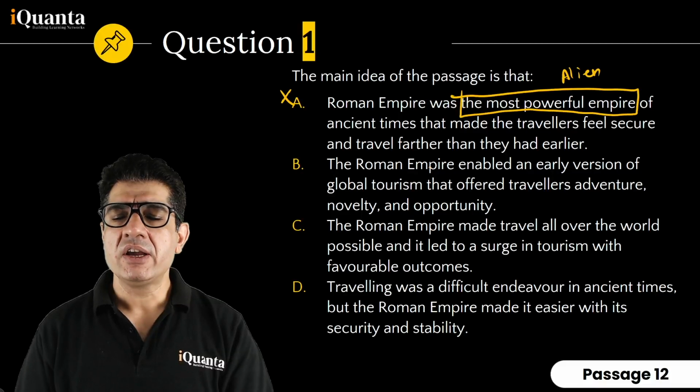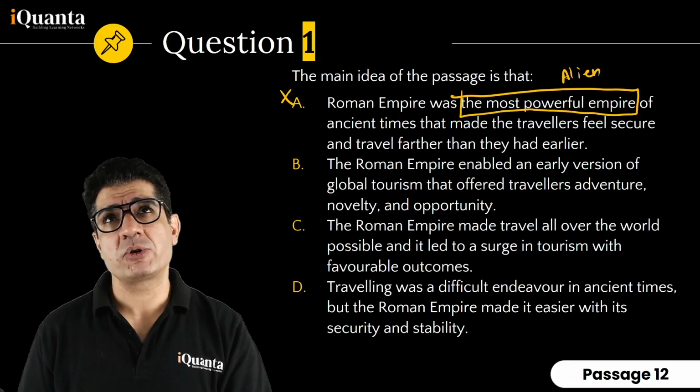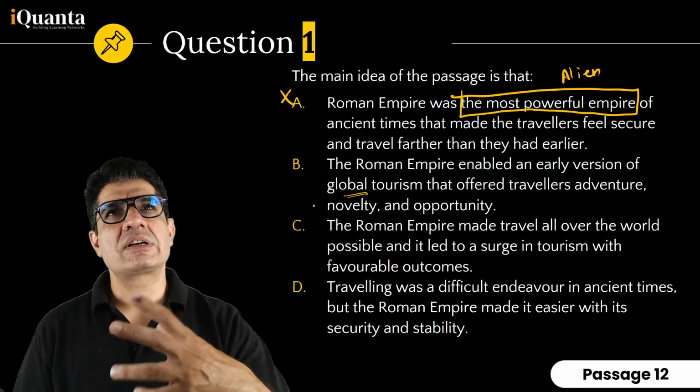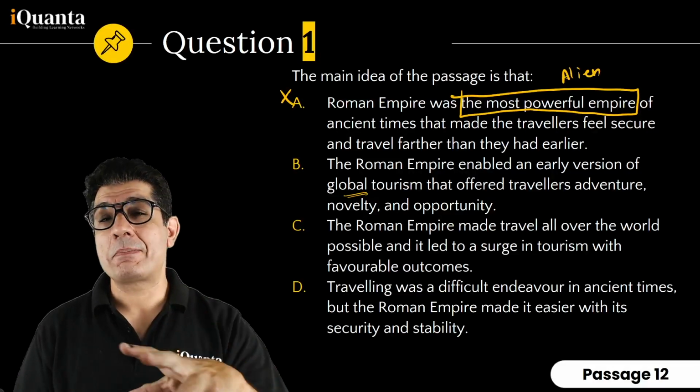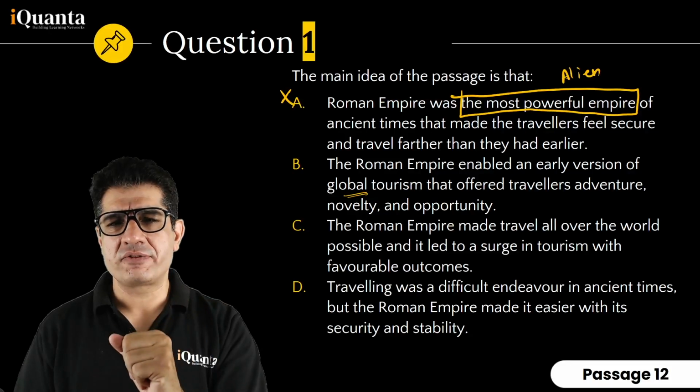Let's look at B. The Roman Empire enabled an early version of global tourism that offered travelers adventure, novelty, and opportunity. Yeah, these things are mentioned. The only problem that I have is that we are talking about tourism within the Roman Empire. So global is a little broad, but the rest of it is okay.